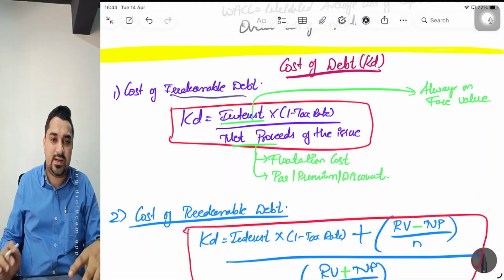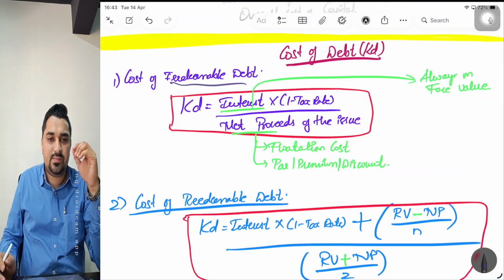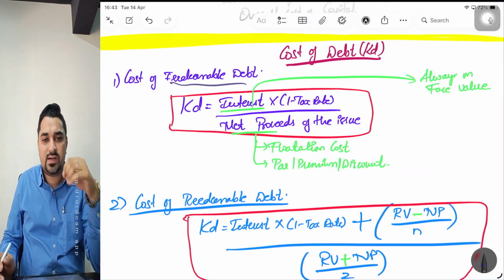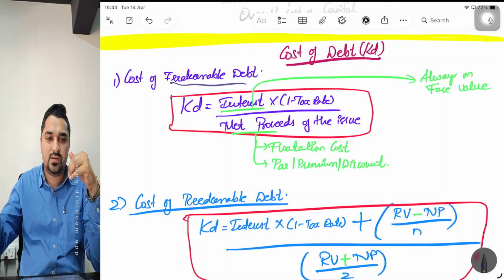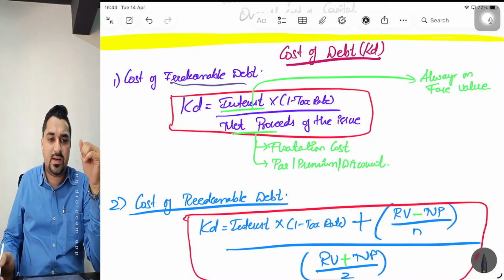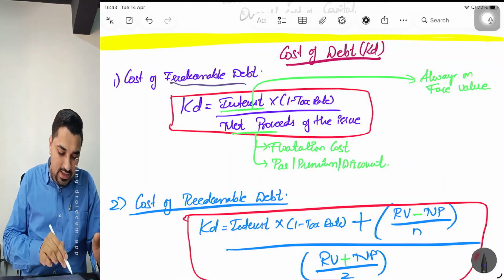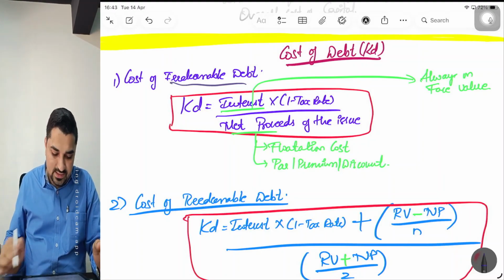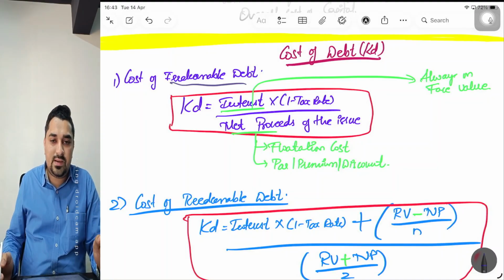Cost of irredeemable debt, in the sense that I'll never repay back the debt amount. Whatever debt I have taken, I keep on paying interest. So what is the formula? The formula will always have two sides, the left hand side and the right hand side. So KD equals interest into 1 minus tax rate, the whole divided by net proceeds of the issue.